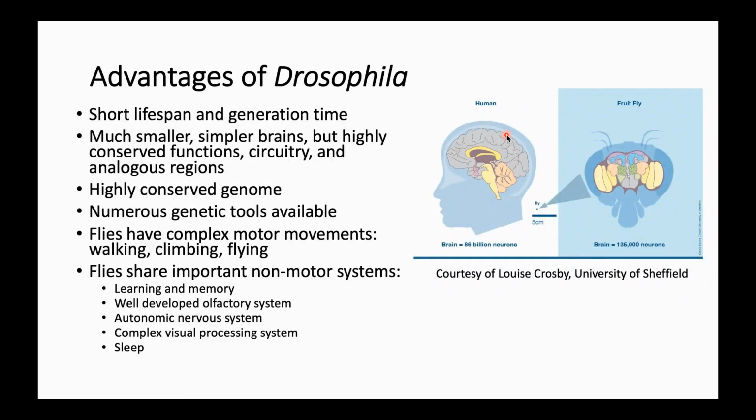They obviously have much, much smaller and simpler brains than humans, but they have surprisingly conserved functions, circuitry, and analogous regions. The genome in Drosophila is actually even more conserved compared to the human genome, with about 75% of disease-related genes having a fly ortholog. And there are numerous genetic tools available for working in the fly. Finally, flies have complex motor movements, as well as many important non-motor symptoms that are relevant to Parkinson's disease and other synucleinopathies. And you'll hear about some of these in my talk today.